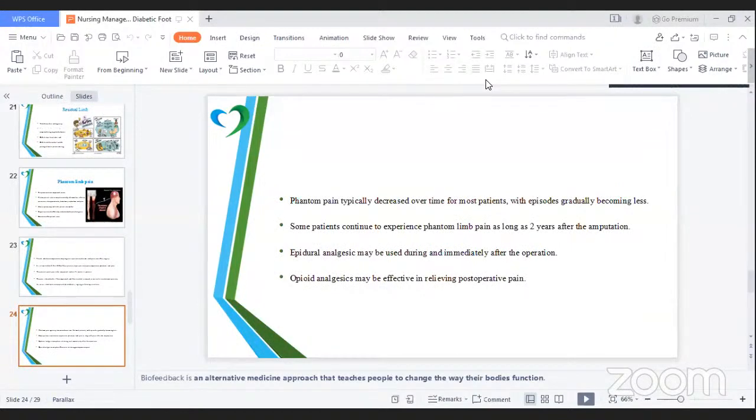The phantom pain decreased over time, but it needs the previous care of the nurse, support and psychological support, and exercise. Epidural analgesic may be used immediately after the operation. Opioid analgesic may be effective in relieving post-operative pain.